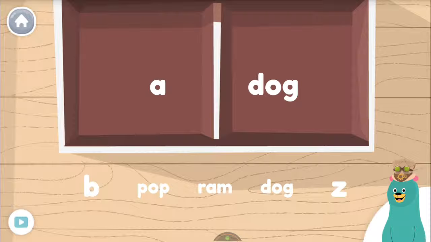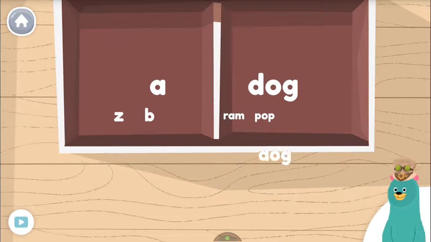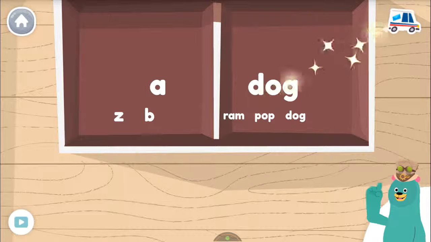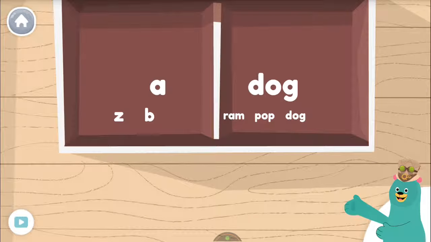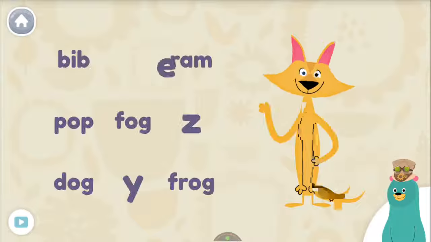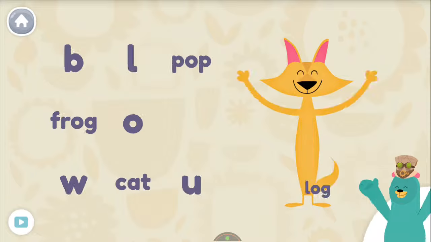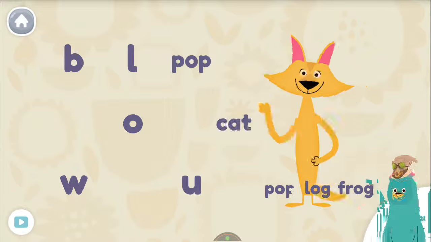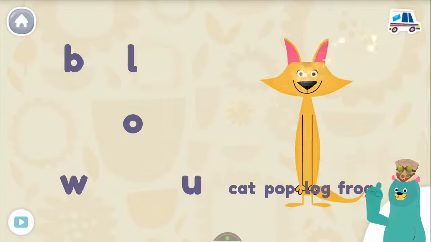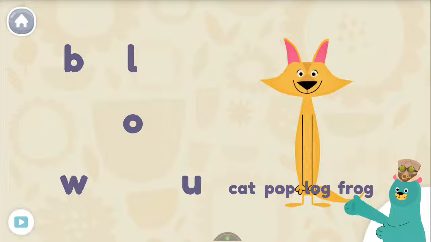Put the letters in the letter box and put the words in the word box. B. Pop. Ram. Dog. Cool beans. You sorted them. E. Yay! You dragged the pop. Frog. Cat. Great! You dragged the words.